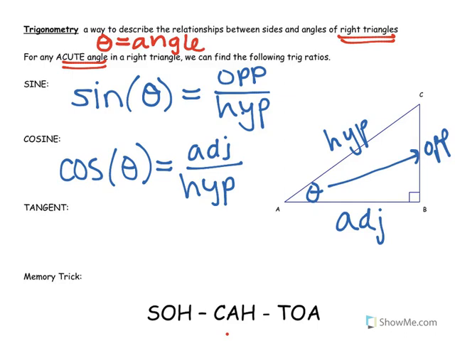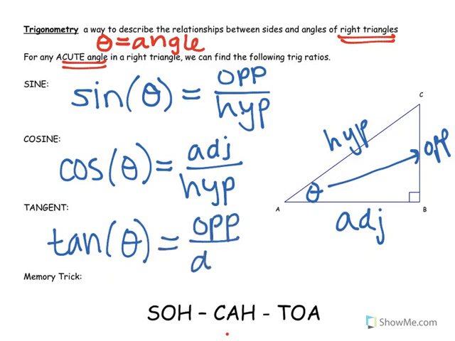And then last but not least, we have tangent. And tangent, we're going to abbreviate as TAN, of theta equals, and it's going to be the opposite side over the adjacent side.